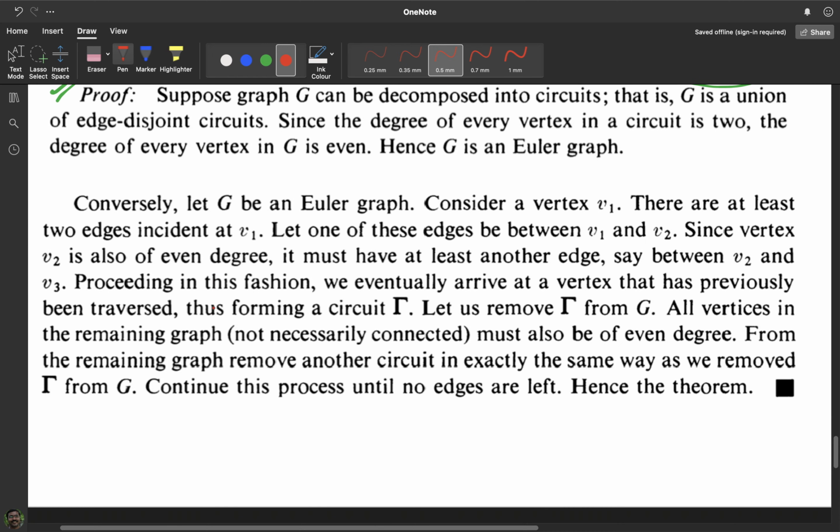Now let us go through the proof. Suppose you are starting with a vertex V1, and it moves to V2. Since this is an Euler graph, every vertex will have even degree. That means if you reach V2, it can come out of V2. Suppose it reaches V3, then V4, and then comes back to V2.